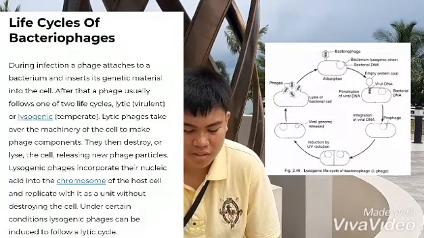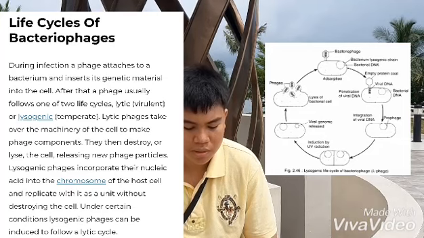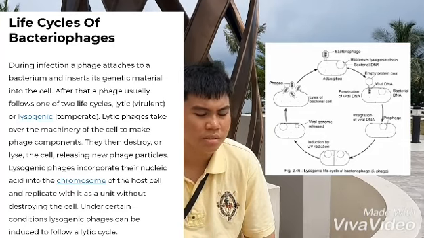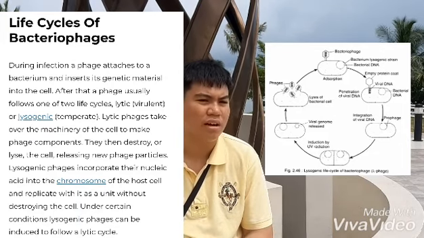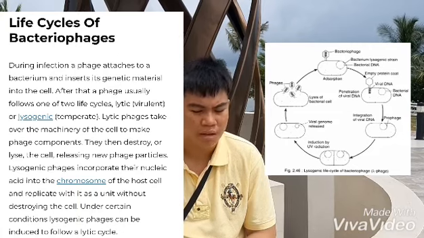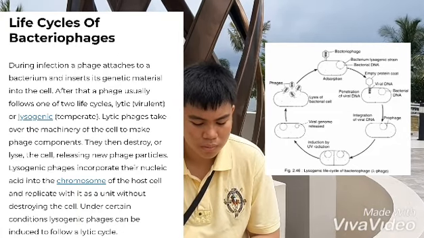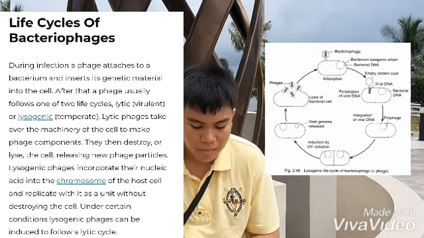Next, we have the life cycles of a bacteriophage. During infection, a phage attaches to a bacterium and inserts its genetic material into the cell. So basically, it inserts its genetic material inside that prokaryotic cell, like the archaea, in order for it to multiply or reproduce. After that, a phage usually follows one of two life cycles: lytic, which is virulent, or lysogenic, which is temperate.